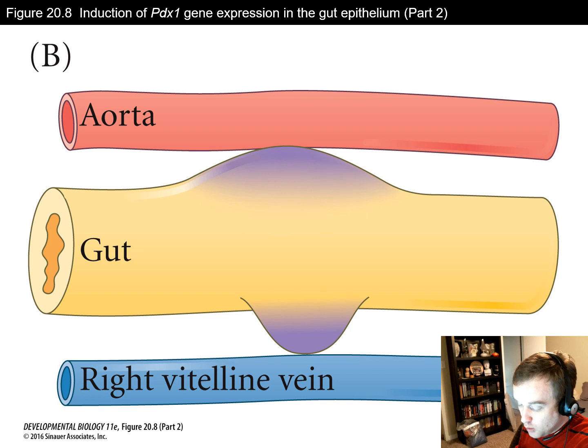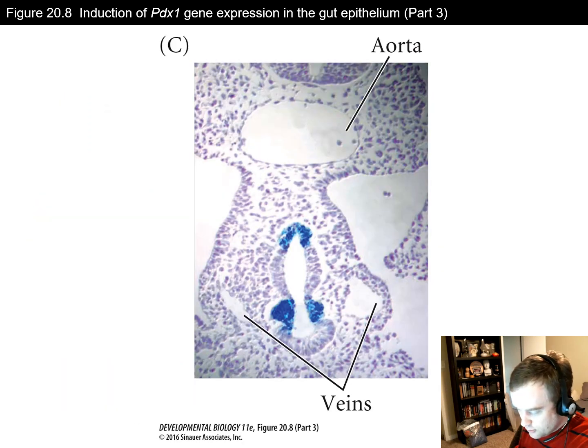But in the mouse, only one of these veins survives, and thus the induction of PDX causes budding of a dorsal and ventral bud, but only one in contact or near that vitelline vein. And note that we have no mesoderm nearby that's going to become heart tissue, and thus we are able to develop into pancreas as opposed to liver.